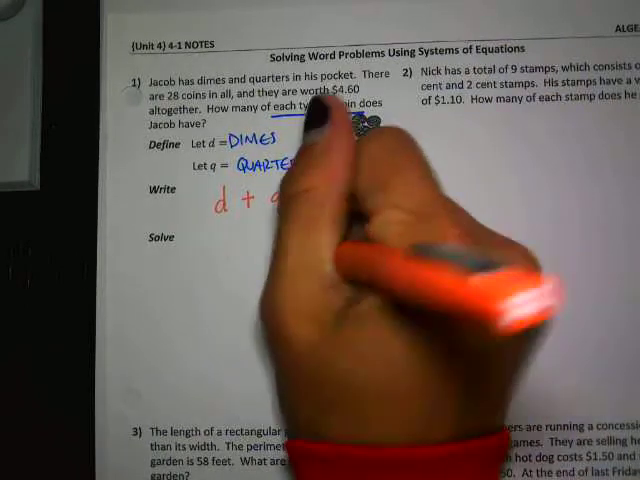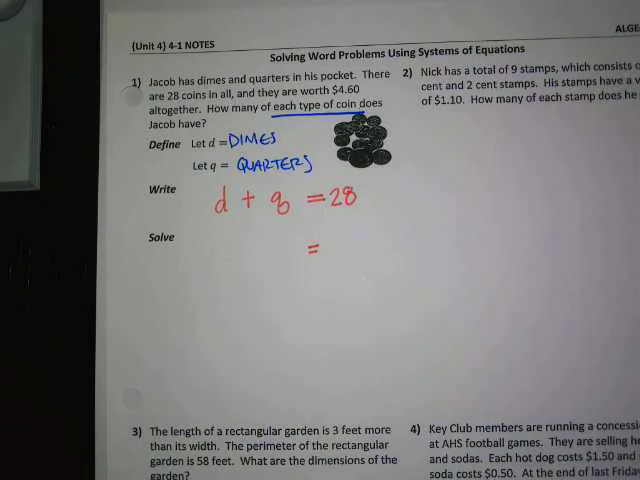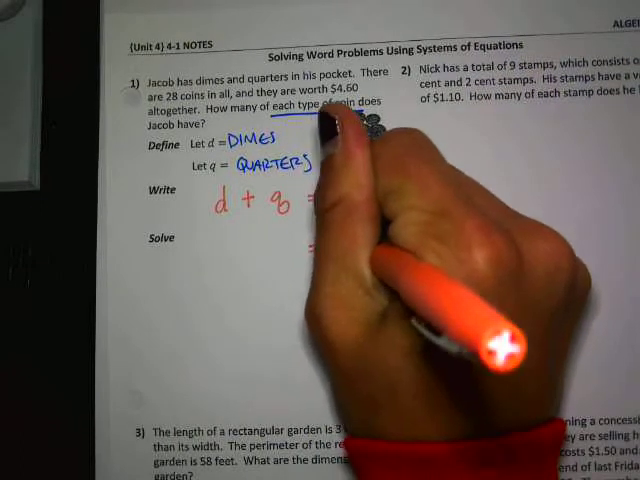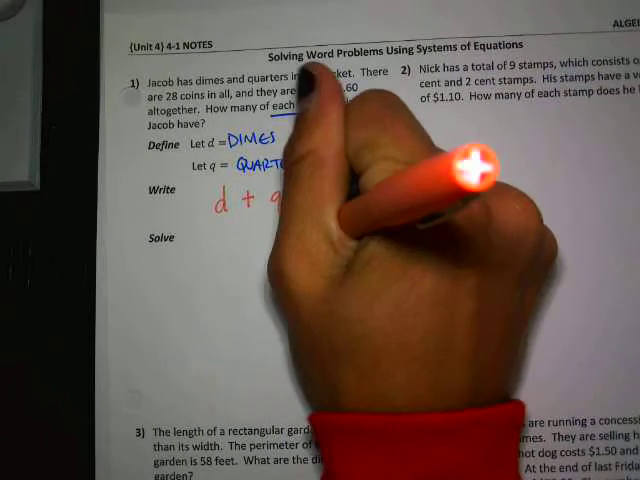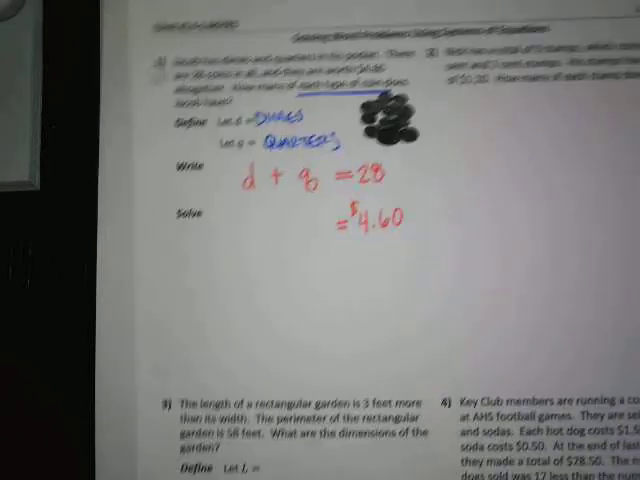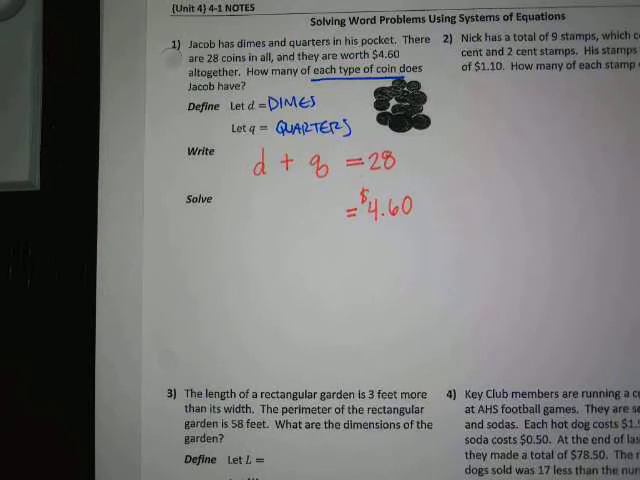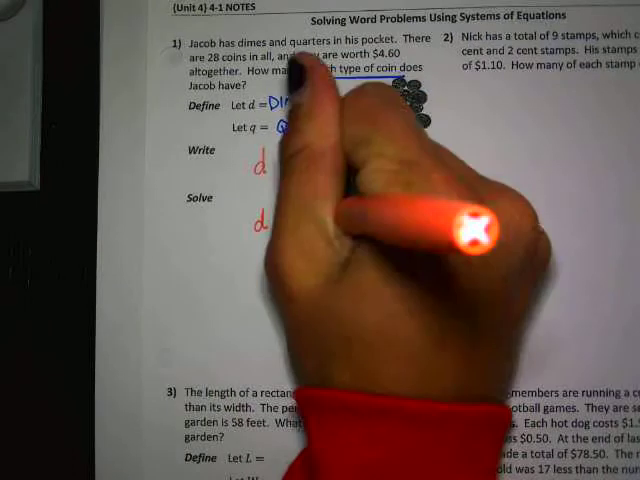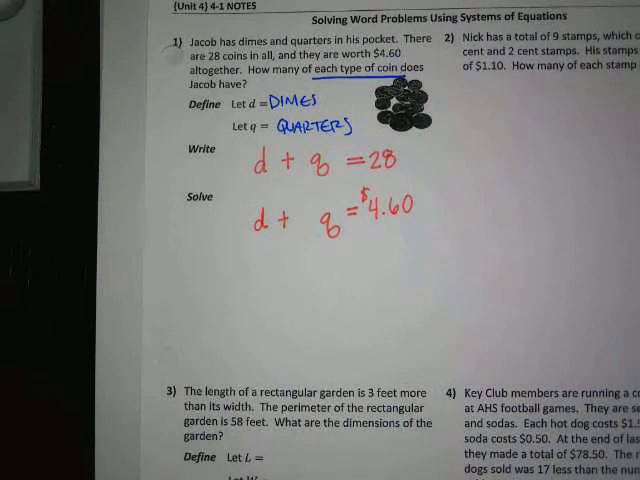Okay? What is the other total that I know? 460. 460 is the total money. So what I like to say is this is my money equation. Now, it is still a total, so we're still going to be adding. And you still need to have your variables in there. You still need to have your D. You still need to have your Q.